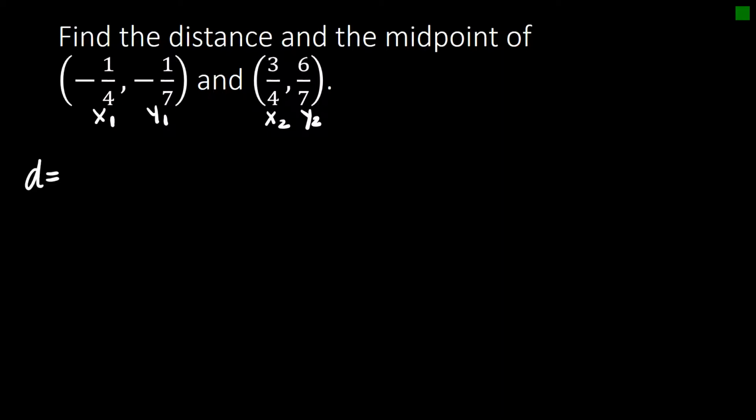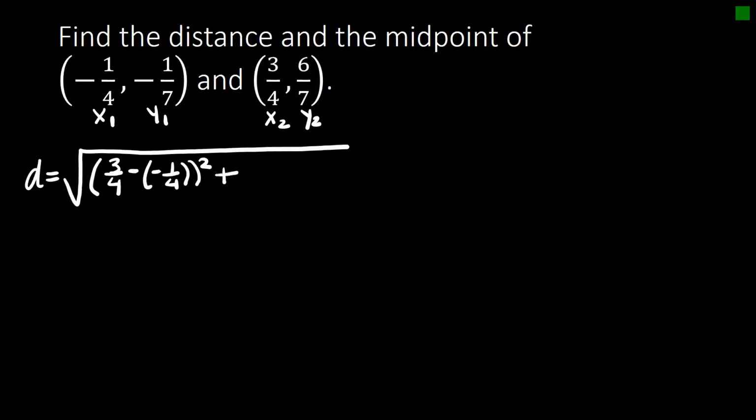So the distance would be the square root of x2 minus our x1 plus y2 minus our y1.